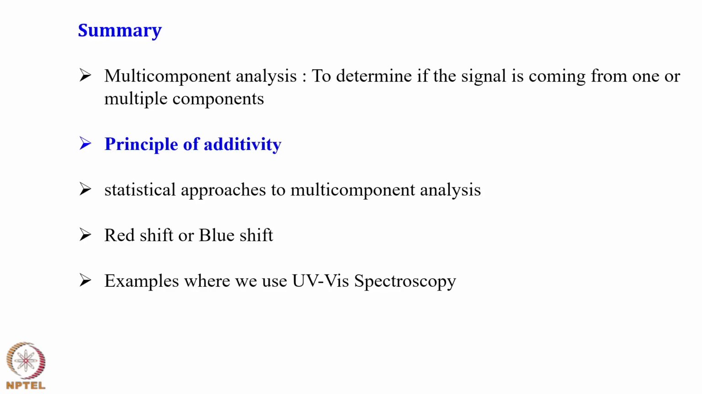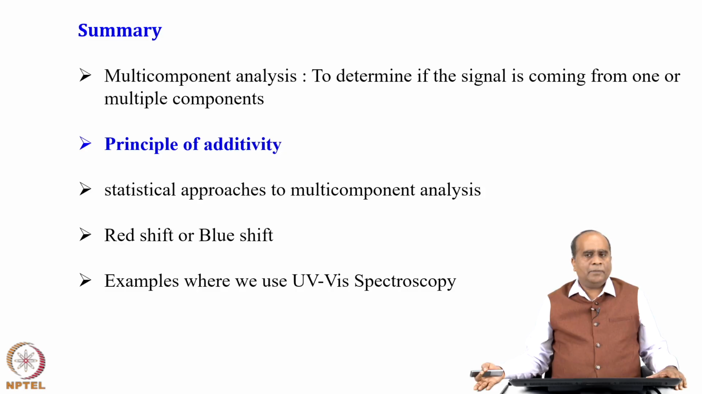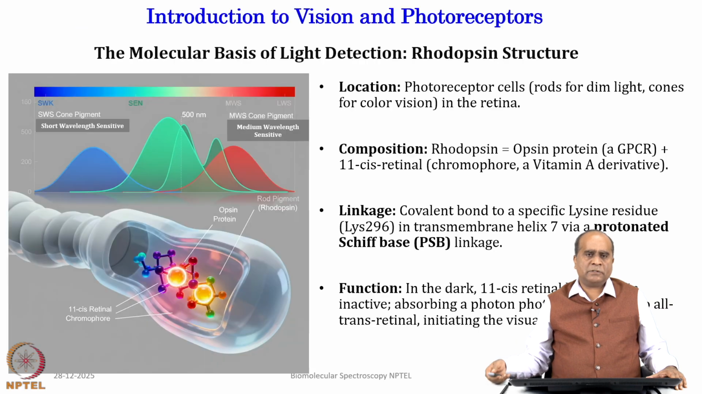So, we had looked at the multiple component analysis, and this was used for determining if the signal is coming from one or multiple components. We also discussed the principle of additivity, right. And how we can use the statistical component approach to analyze the multiple component analysis. We have in greater detail discussed the blue shift or red shift, and we also gave some examples where we can use the UV visible spectroscopy, right. So, till now this we have discussed.